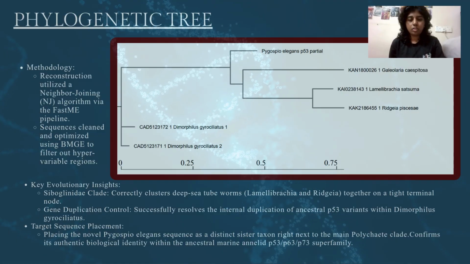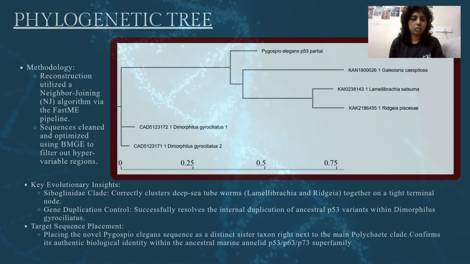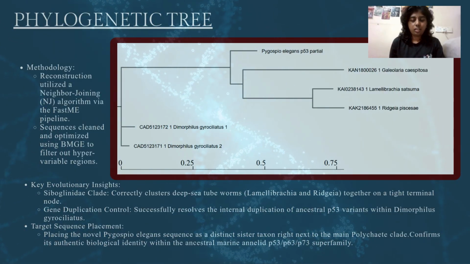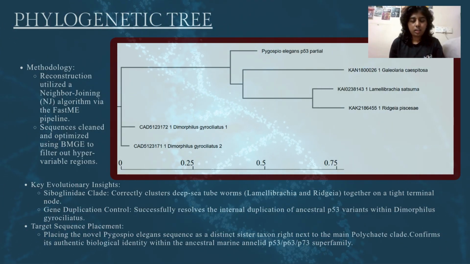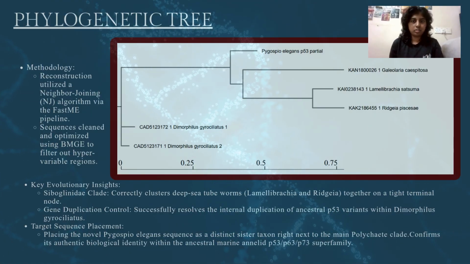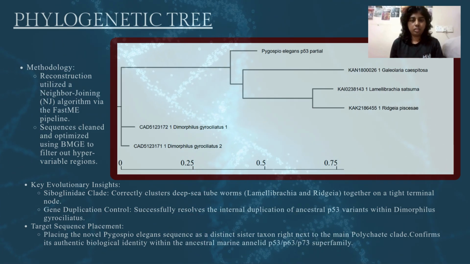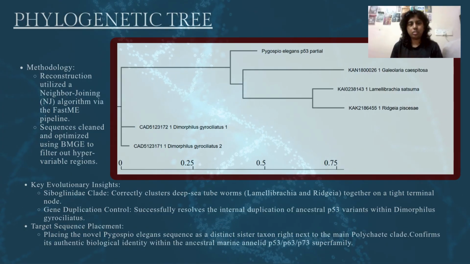And to ensure our tree layout wasn't thrown off by noisy data, the sequences were first cleaned and then optimized using BMGE to filter out any hypervariable regions, giving us a highly reliable topological structure. So, if we look closely at the visual output, the tree successfully resolves 3 key evolutionary trends.